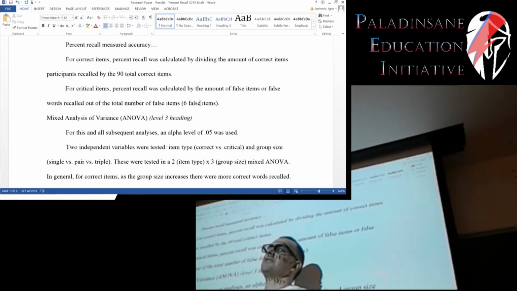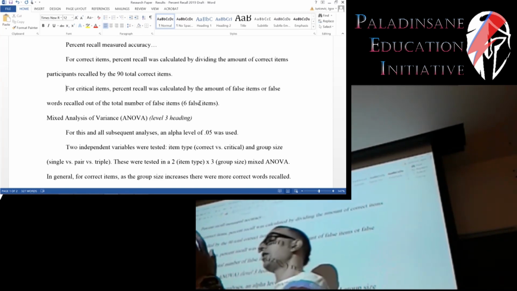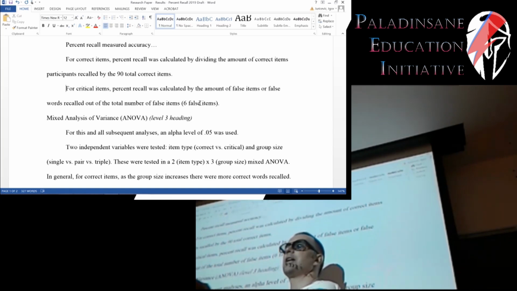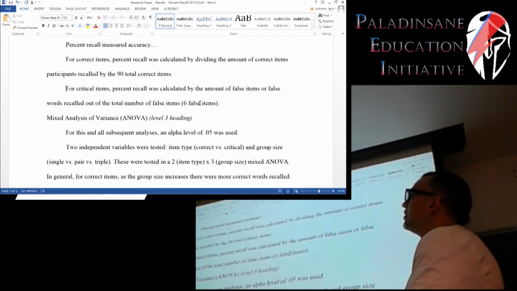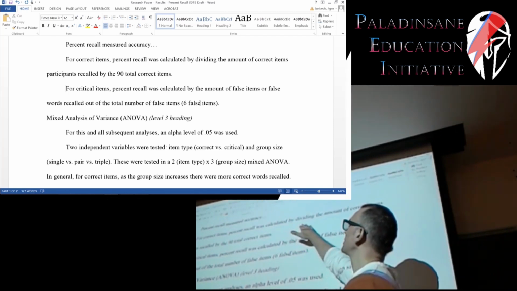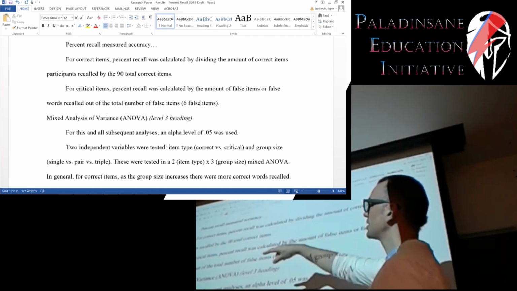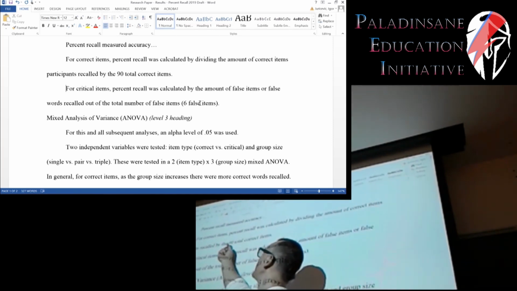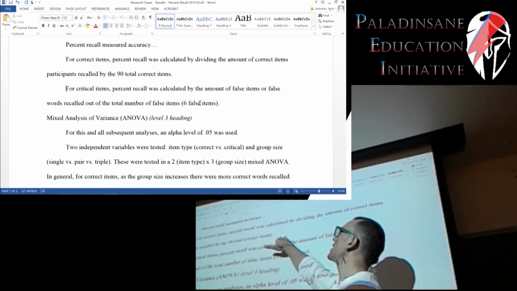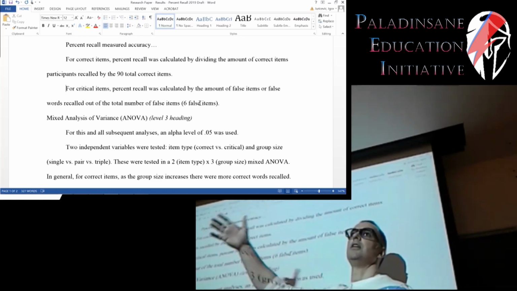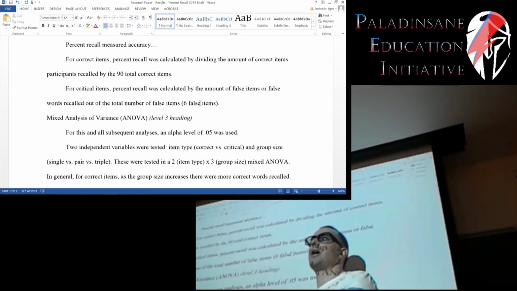They already heard about the 15 words per list. They already know there's 90 words in total. They already know there's 6 critical items, one for each of the 6 lists. So they are familiar with that. So when we have now that percent recall was calculated by dividing the amount of correct items participants recalled by the 90 total correct items, that makes sense to them. And not only does it make sense, but it's very clear. They know that you have to take the one number and divide it by the next number.